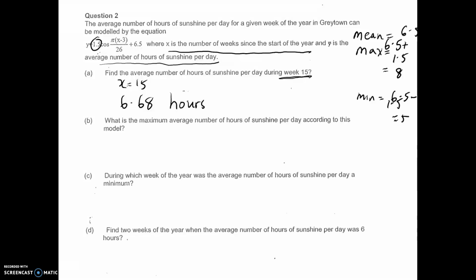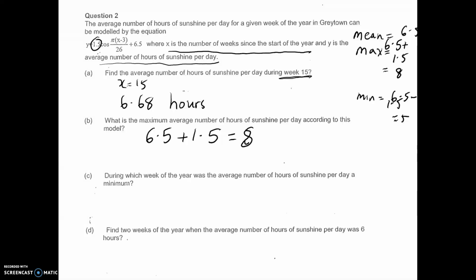Okay, the next question says, what is the maximum average number of hours of sunshine per day according to this model? We've already worked it out, so maximum is mean plus amplitude. The mean was 6.5 and amplitude is 1.5, so our maximum is 8.